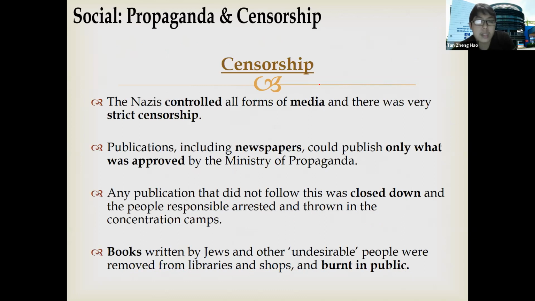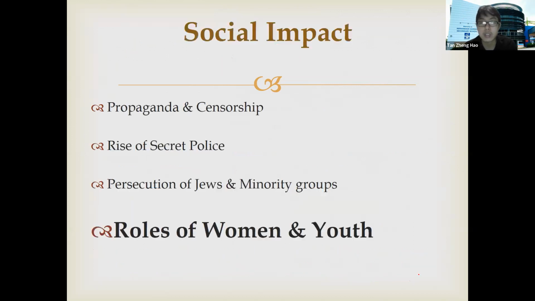Besides publishing messages of his own, Hitler also made sure that messages that were against him were not published. That is, they did censorship. Newspapers and other forms of media were strictly controlled. Books written by Jews or other people were even burned in public. They didn't want people to be reading the wrong things.